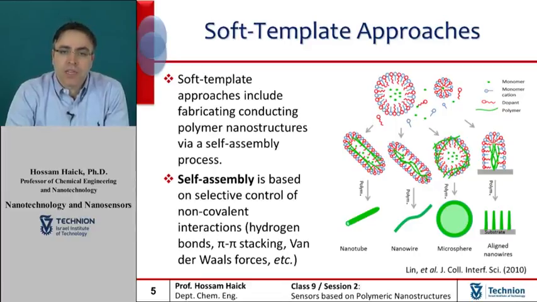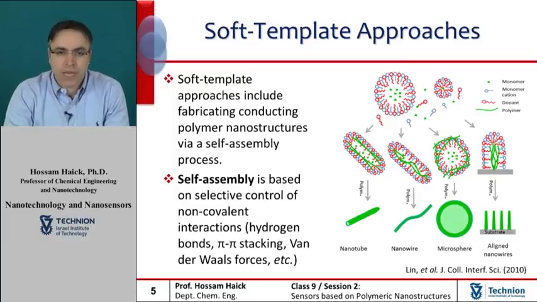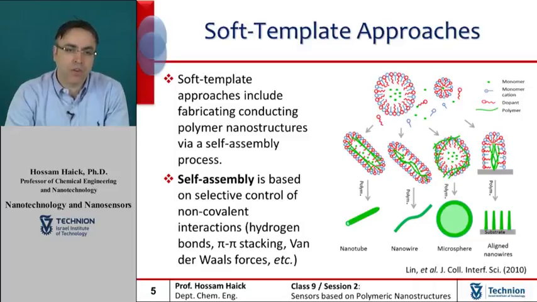The scheme presented on the screen shows the representative mechanisms of the soft template synthesis of different conducting polymer nanostructures. In the first mechanism, micelles act as a soft template in the formation of the nanotubes. Micelles are formed by the self-assembly of dopant, and the polymerization is carried out on the surface of the micelles. In the second mechanism, nanowires are formed by the protection of dopants. The polymerization in this case is carried out inside the micelles themselves.